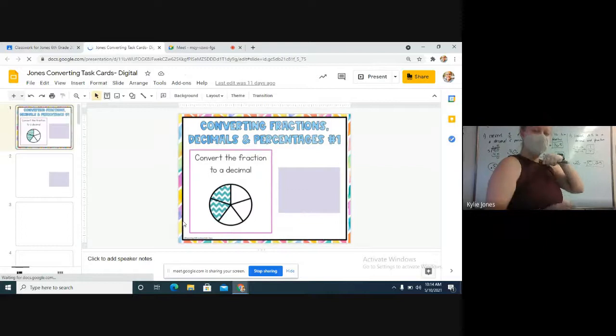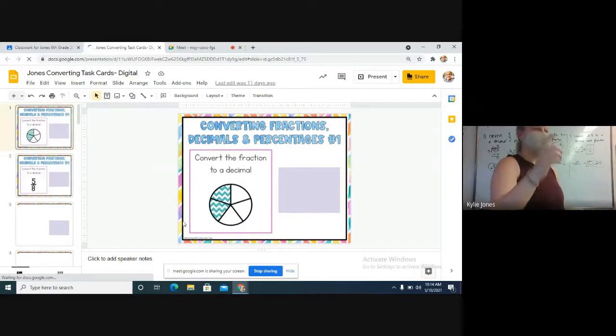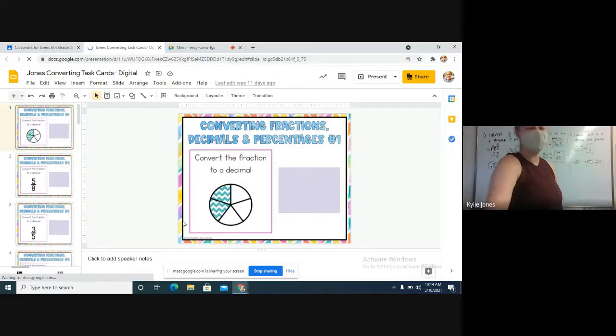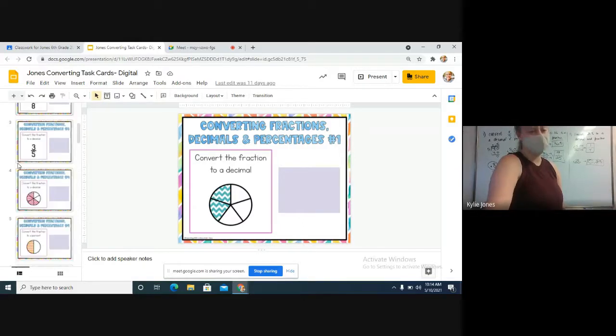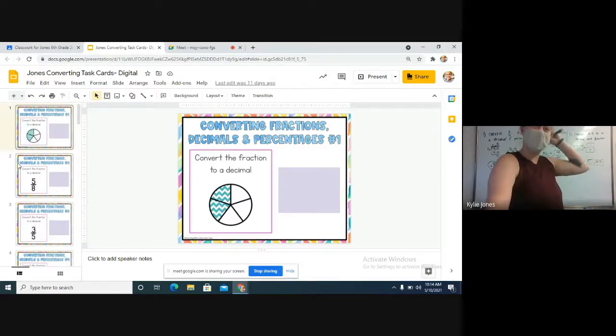What is this task card? Yeah, because it's one card per slide. Normally this would be printed out and put around the room or something, right? There are 24. That means there's 4 of each type of conversion. There's 6 conversion types here.